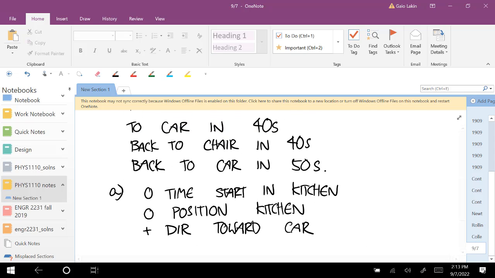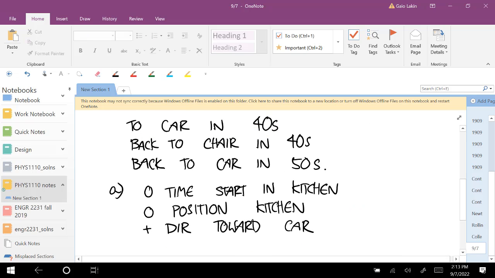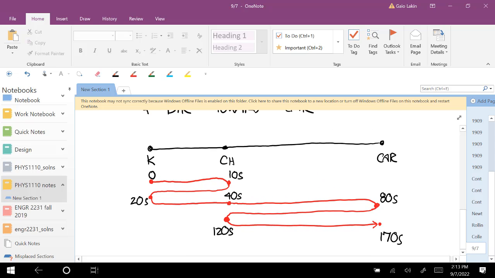Then it takes 40 seconds to get to the car. So what would this instant say? 80. And 40 to get back, so 120. And then what did I say, 50? So 170 seconds for this instant. So if you start your stopwatch when you start walking in the kitchen, this is what your stopwatch says at all those instants, okay?